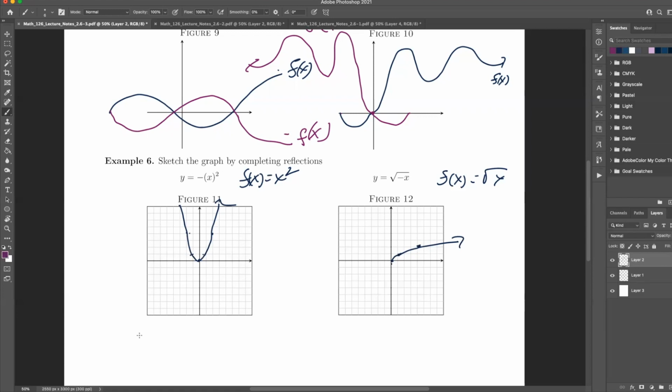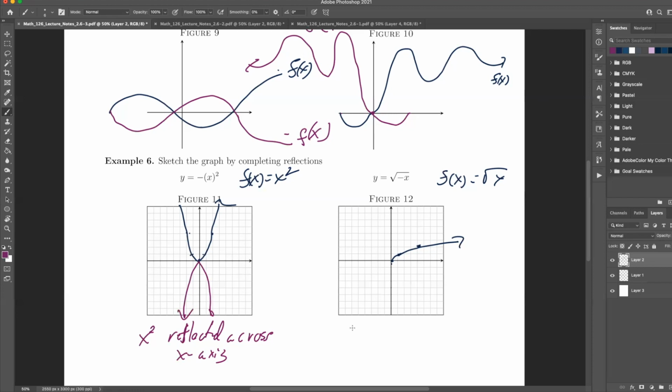All right, so here the x is on the outside. So this is going to be x squared reflected across the x-axis. Okay, so everywhere it's positive, it's negative. So that looks like this. Okay, so that one you're going to reflect across the x-axis.